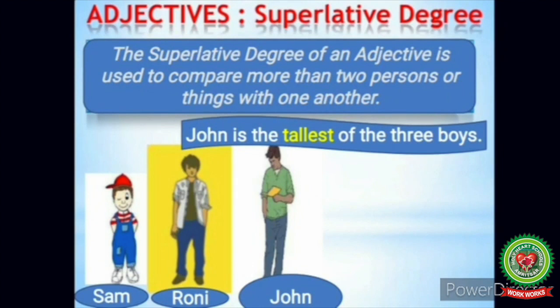Now let's discuss the next degree of comparison, that is superlative degree. The superlative degree of an adjective is used to compare more than 2 persons or things with one another. For example, John is the tallest of the 3 boys. Now in this example, there are 3 boys, that are Sam, Ronnie, and John. And out of them, John is the tallest. And tallest here is an adjective. So it is a superlative degree.